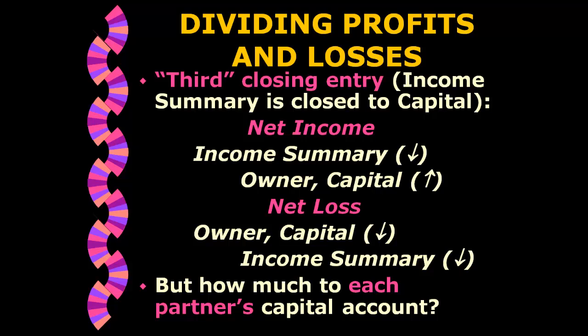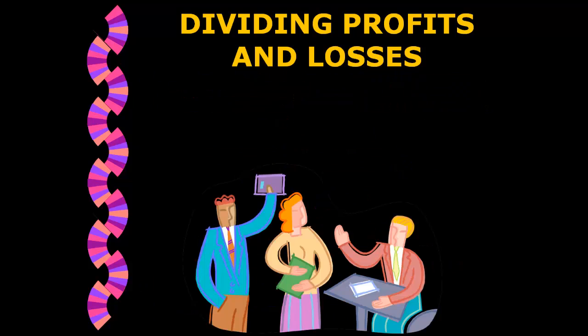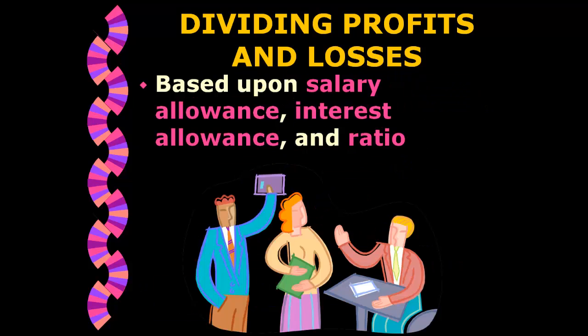But what we're concerned about now is if we have a partnership, that means we have two or more owners. So how will we divide the net income or the net loss amongst the partners to know how much to credit each partner's capital account for, or to debit it for? And that's what we're going to do in this project, come up with a worksheet that would allow us to do this. Generally, in most partnerships, net income is allocated based upon three variables: a salary allowance, an interest allowance, and a ratio.